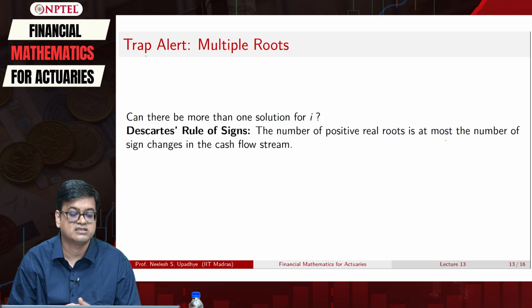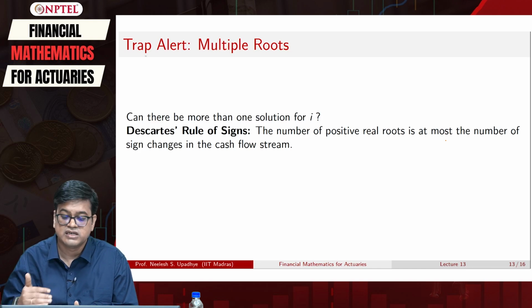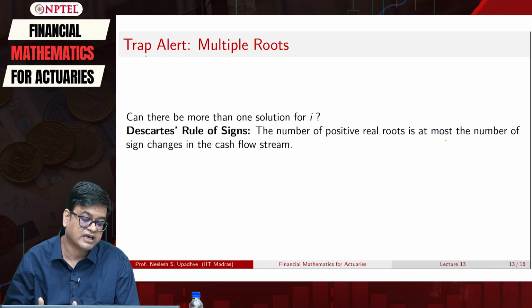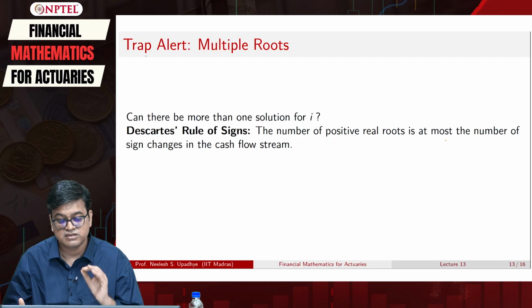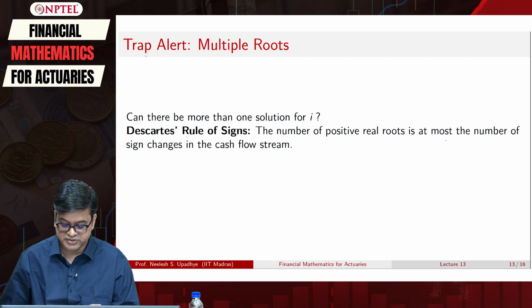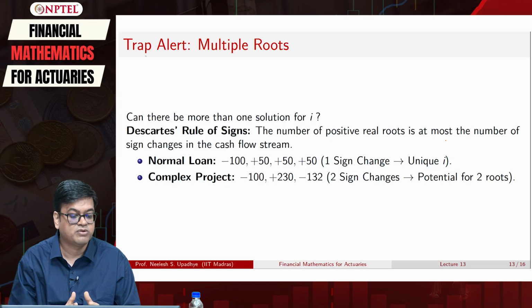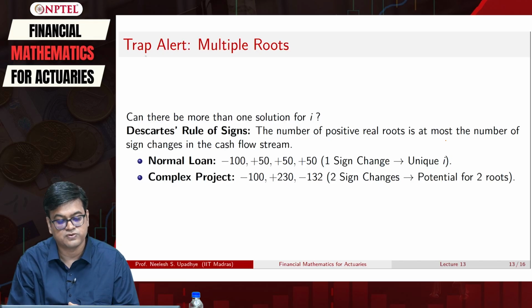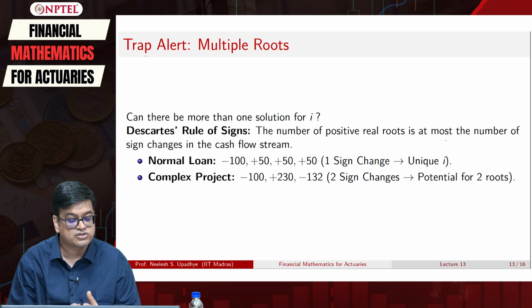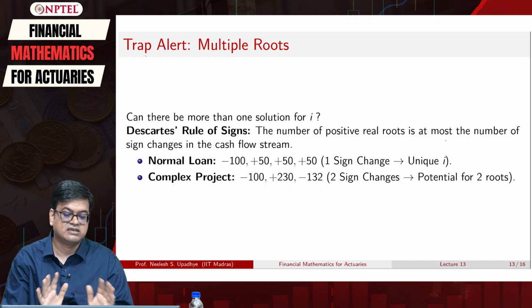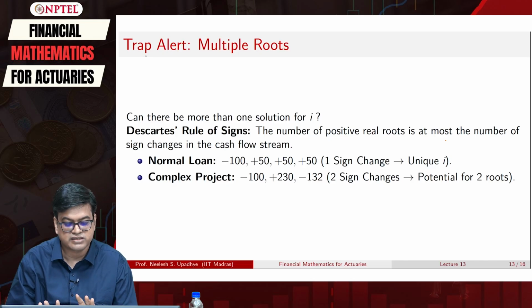Okay, so this is Descartes' rule of signs. The number of positive real roots is at most the number of sign changes in the cash flow stream. This is very important. For example, in a normal loan, you have one cash flow which is an outflow, and then all others are inflows. So in such cases, there is only one sign change, so you will get a unique interest rate.